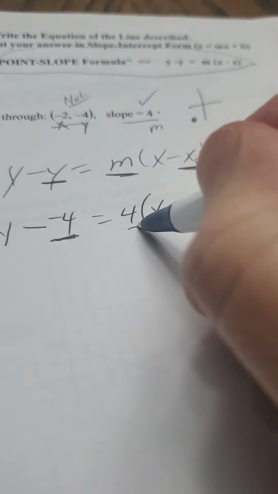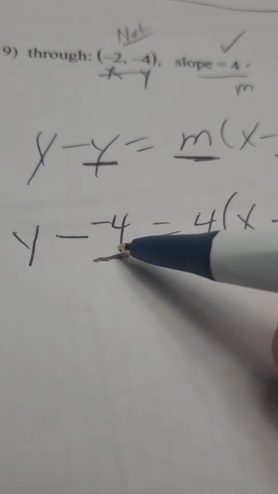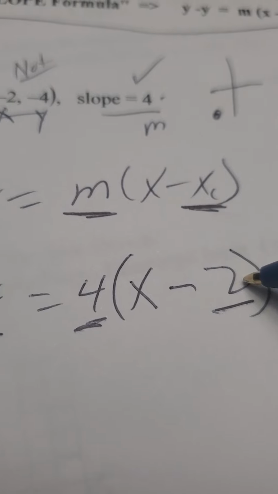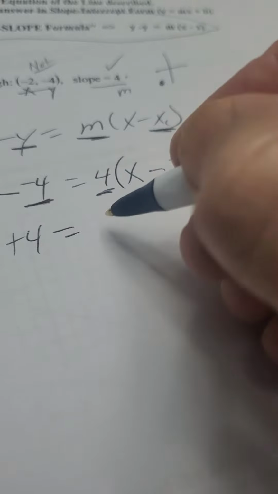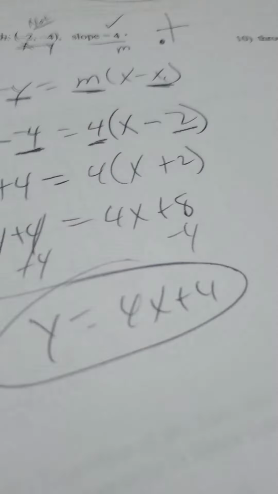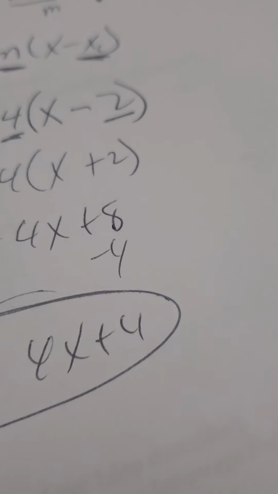So I substitute -4 for y, +4 for m, -2 for x. Because it's a double negative, I switch it to +4. Because it's a double negative, I switch it to +2. Now, from here, you do the same thing almost every time. Use the distributive property. Get 4x plus 8 on the right. And then now isolate the y by subtracting 4. And you get y equals 4x plus 4.